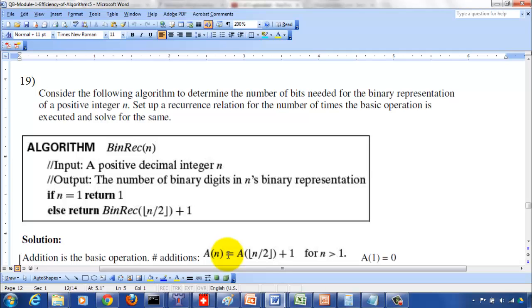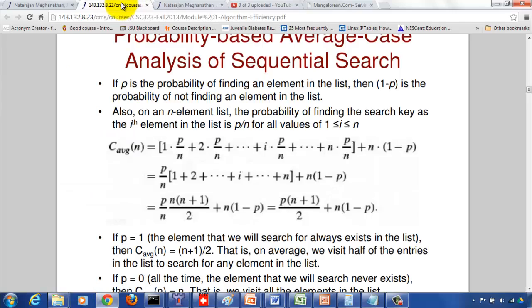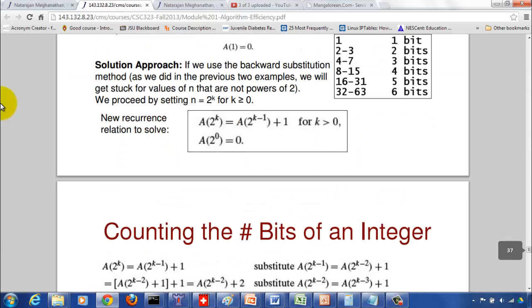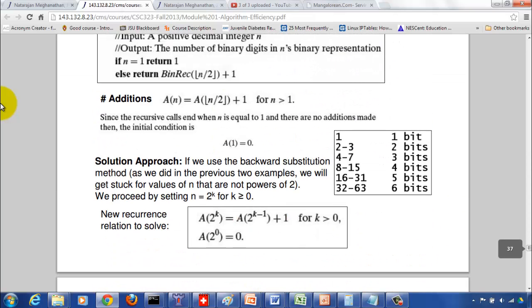So same thing with the number of bits needed for the binary representation of n. If n equals 1, you need 1 bit. If n equals 2 or 3, 2 means 1 0, 3 means 1 1, so you need 2 bits.